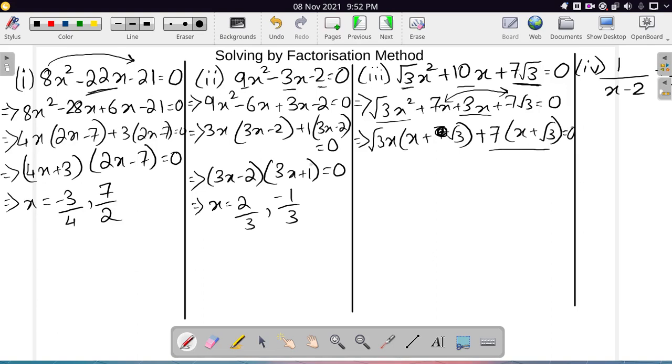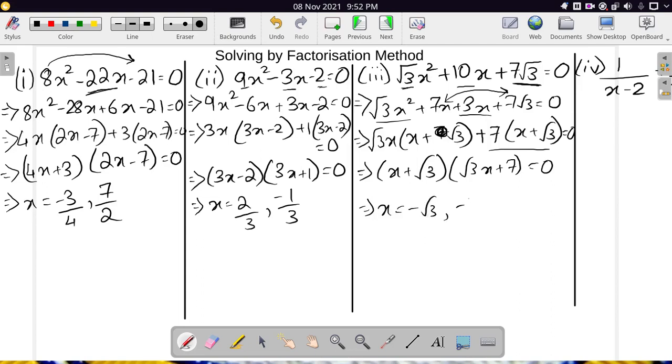It gives us this. So this will be x plus 3, we will take x plus 3 common, then it will be root 3x plus 7 is equal to 0. This will be x is equal to minus root 3 and minus 7 by root 3. Okay, these are the two values.